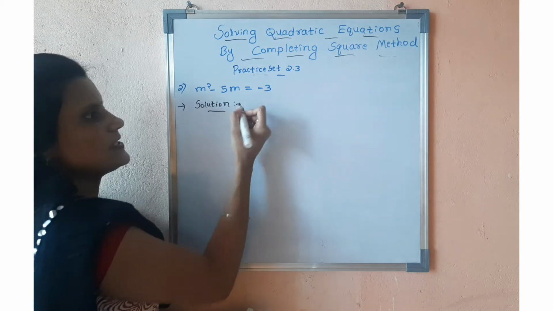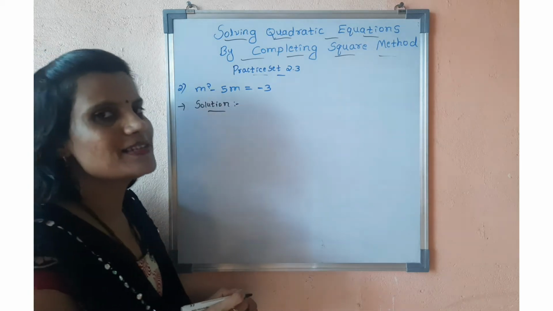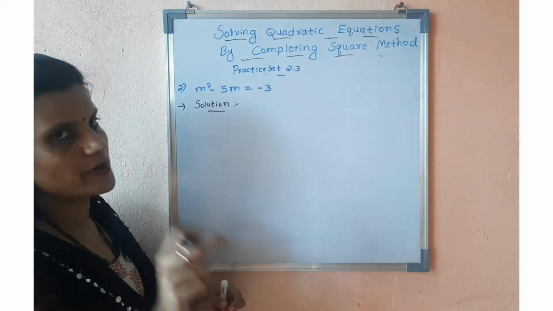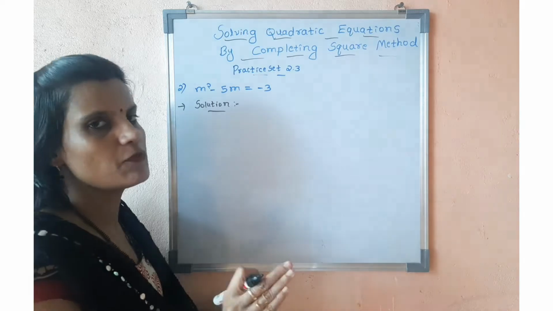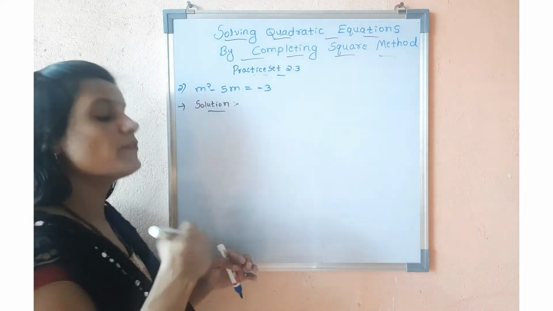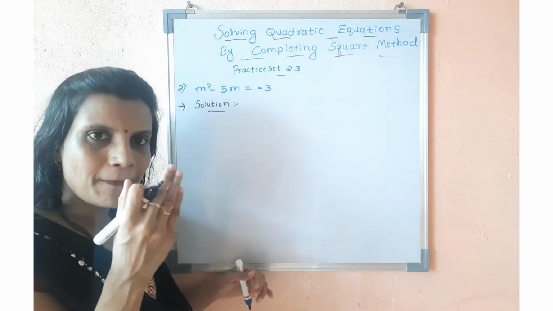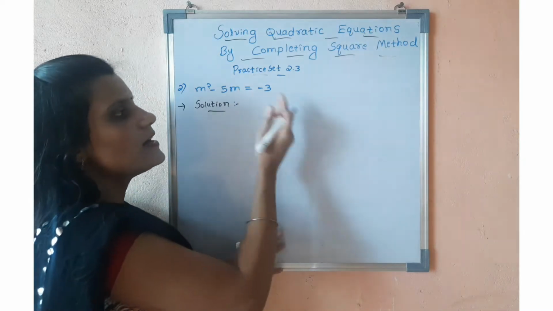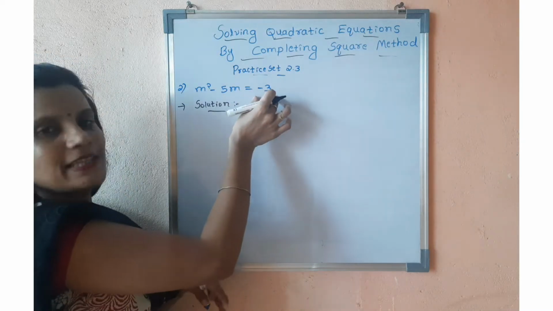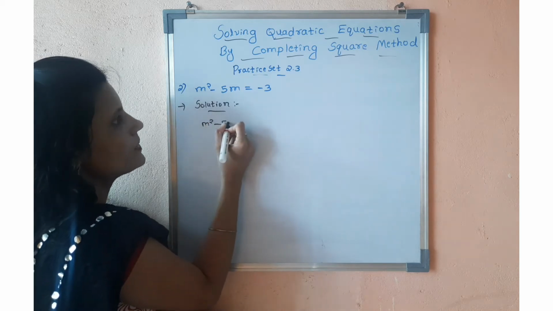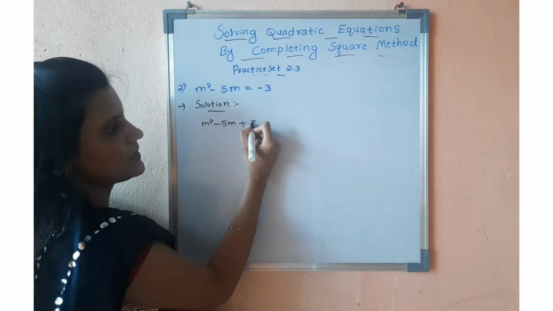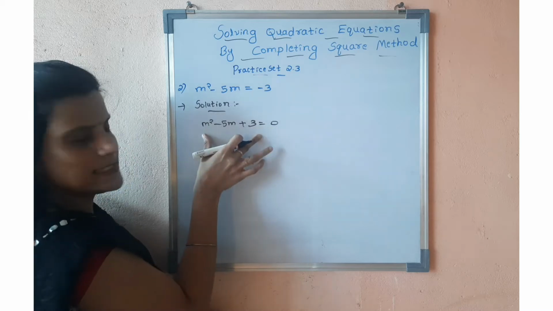Here, if you look at the sum, I have already told you, your first step is you have to convert into a general form. But here, no need of converting into a general form. The reason is that after converting to the general form, we bring the constant term to the right hand side, which is already there. If you want, I will show: m square minus 5m minus 3, if I bring this side, it will become plus 3 equal to 0. This is the general form.